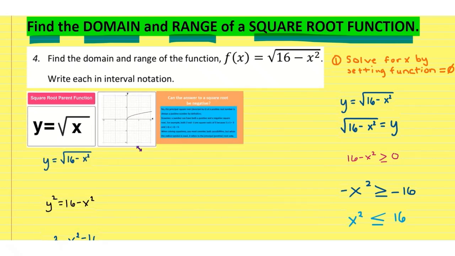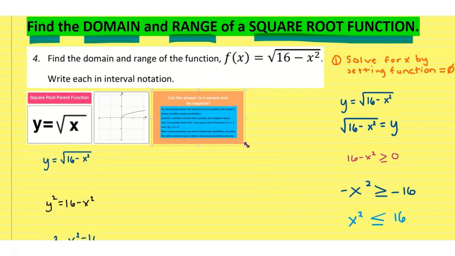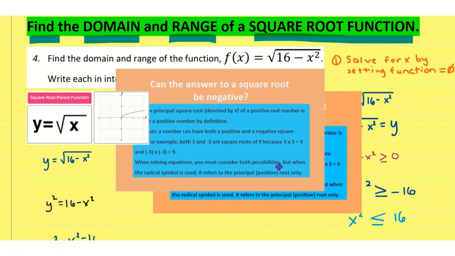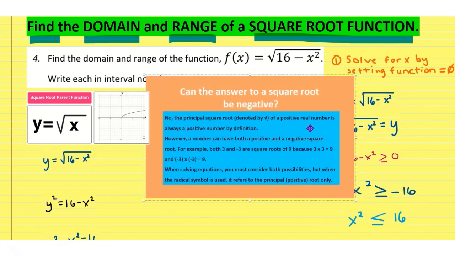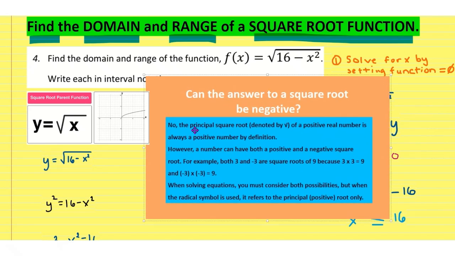Okay, there we go. So the next thing I need you to understand is, can the answer to a square root be negative? This is more of the same, but this is kind of explaining it with words. It says, no, the principal square root denoted by the radical of a positive real number is always a positive number by definition. However, a number can have both a positive and a negative square root.